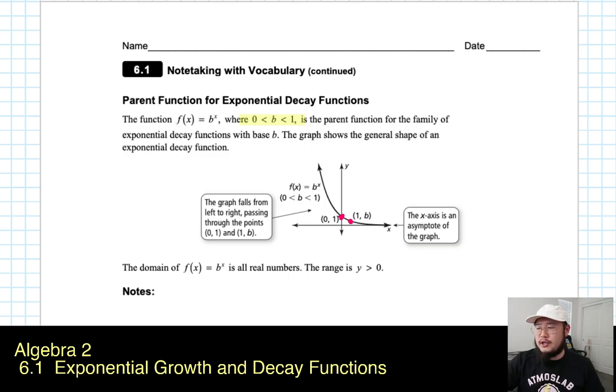Domain, once again, is all real numbers because it keeps on going outwards, both up and down. After that, the range, remember, at the x-axis right here, you've got yourself your asymptote. And that function does not cross the x-axis, or it does not cross y is equal to 0. So therefore, the range is y is greater than 0 in this problem.